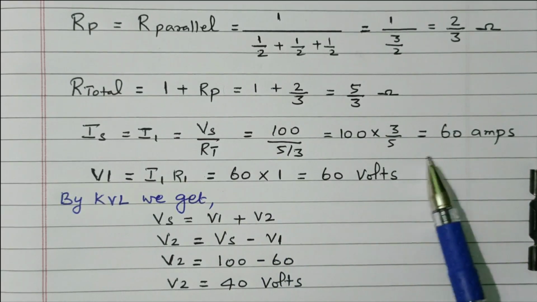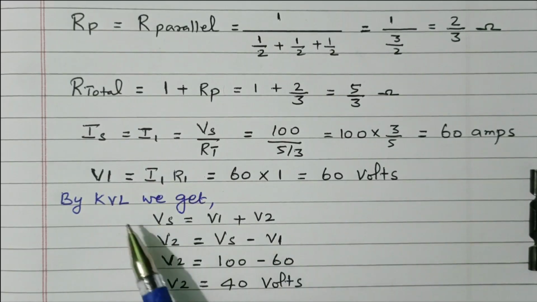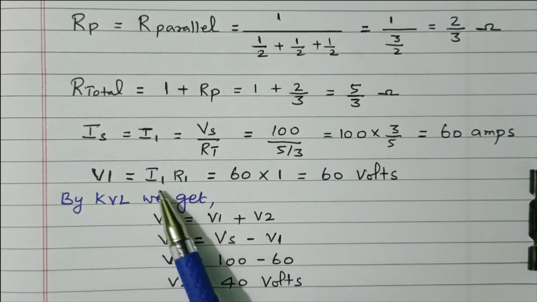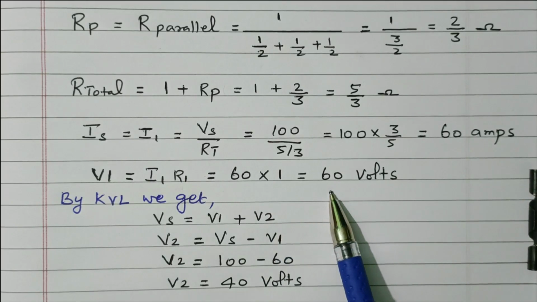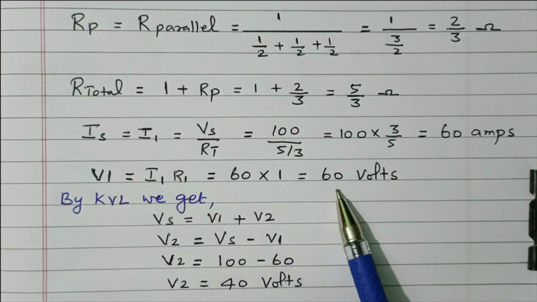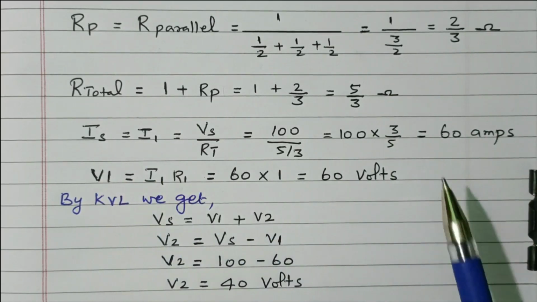So the source voltage, the source current as well as the current I1 is 60 amperes. From that we can find V1. V1 equal to I1 R1. I1 is 60 amperes, R1 is 1 ohm, so 60 volts, right? So I1 is equal to 60 amperes, V1 equal to 60 volts, and the source current is also 60 amperes.